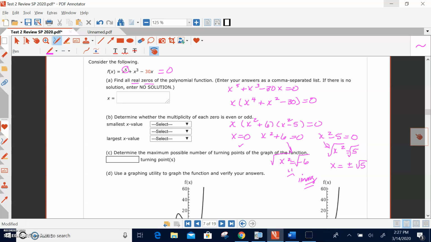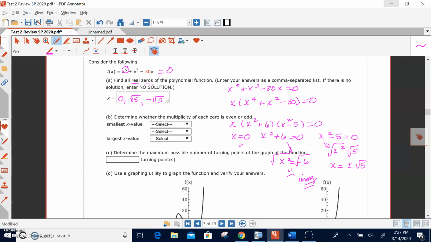Now look at how we want to list those. It says, enter your answers as a comma-separated list. So I'll type in the 0, comma, square root of 5, comma, negative square root of 5. Those are all the real zeros I was able to find.